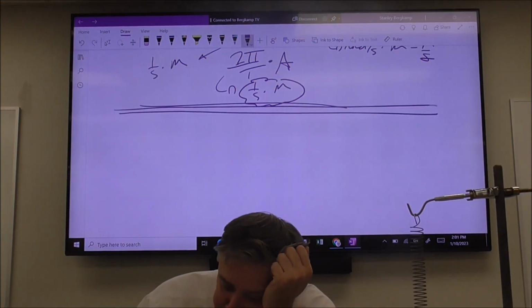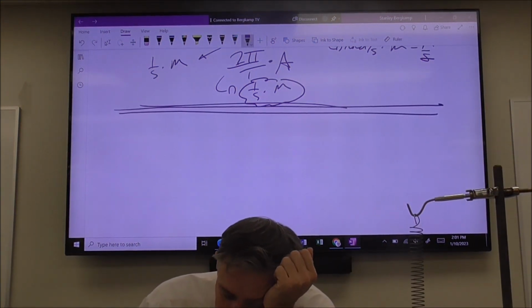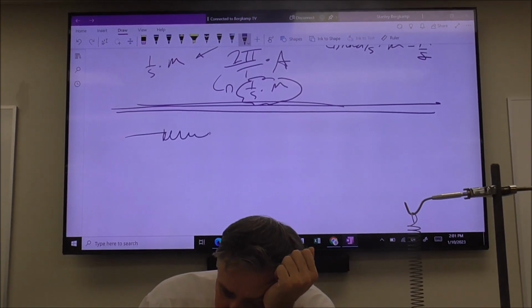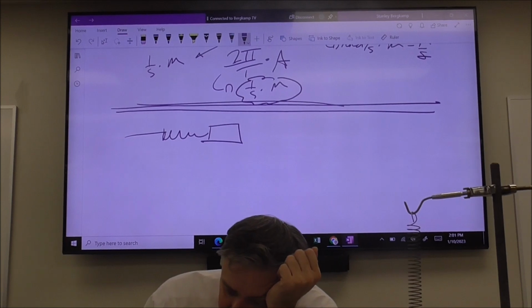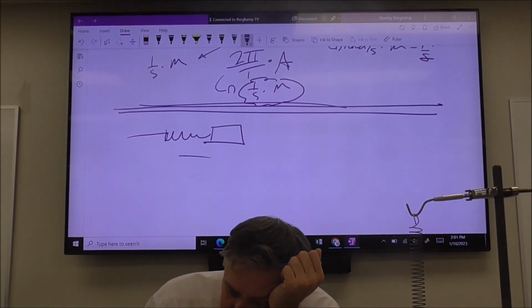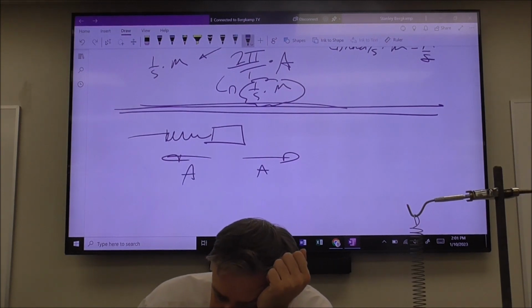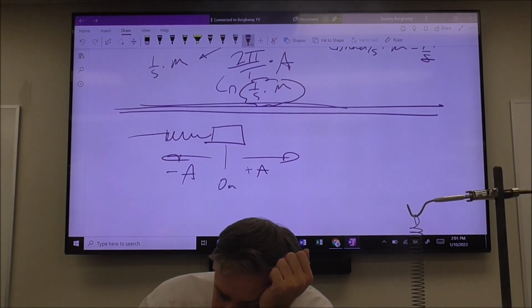Last problem. So we're going to have an oscillating spring, okay? And it can go back and forth like this with some amount of amplitude. Maybe make that negative, maybe make that positive. Here you are at equilibrium, okay?